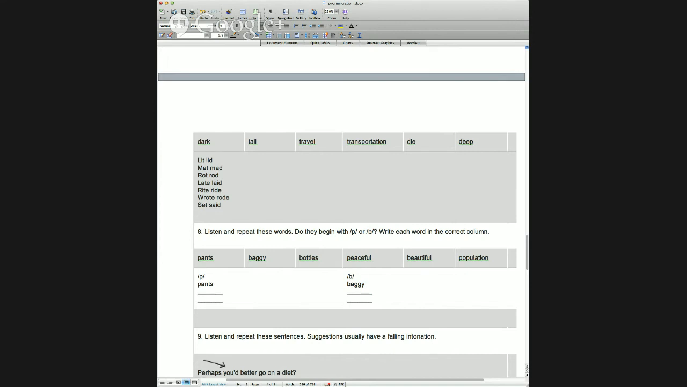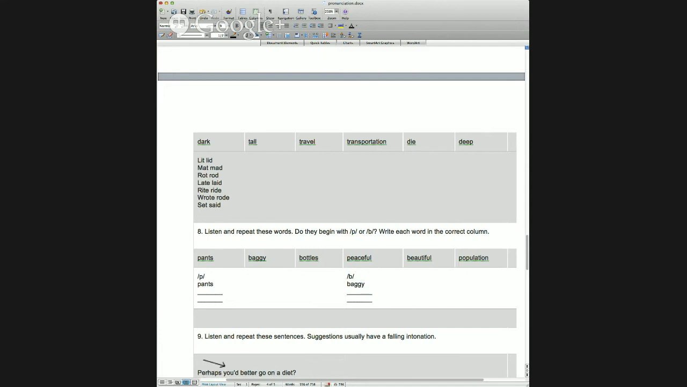All right, so can I have someone volunteer to read all of these pairs? Okay, go ahead. Lit, lead, mat, mad, rot, road, late, laid, right, ride, rot, road, set, said. Excellent. Very, very good. Thank you, Ellie. Very good pronunciation.